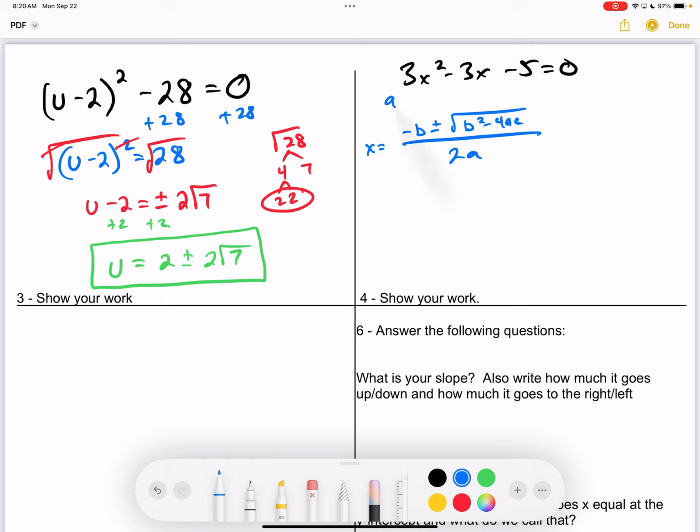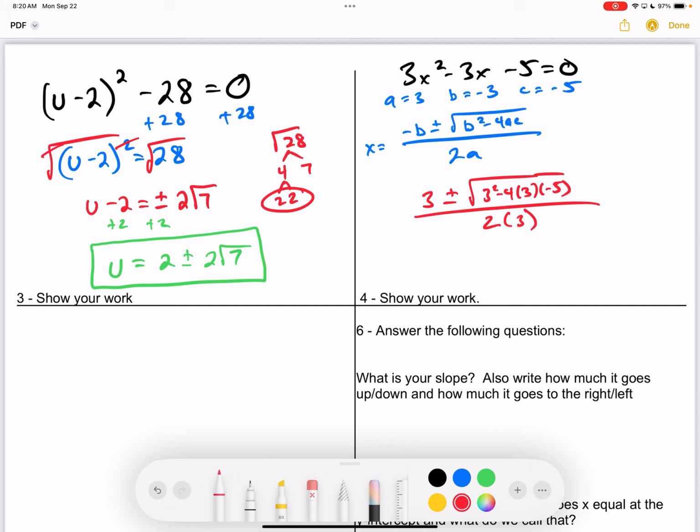All right, so a equals 3. A is the number in front of x squared. B is the number in front of x, so it's negative 3. And c is the constant by itself, so it's negative 5. So I do the opposite of b. Opposite of b is positive 3, plus or minus the square root of b squared minus 4 times a times c, all over 2 times a.